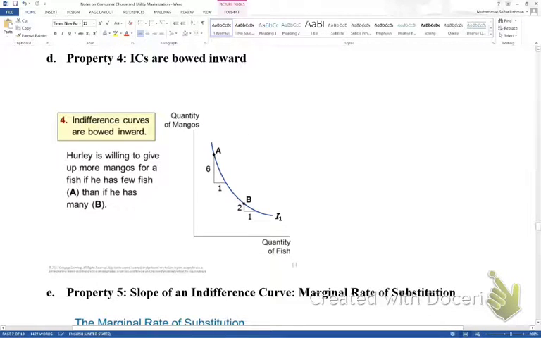The fourth property is that the indifference curves are bowed inward. What does that mean? It means that as you move down the indifference curve, you are willing to give up less and less. So let's imagine that you are at A. At A, you have a lot of mangoes and you have very few fish. So you might think, hey, I don't have that much fish, so I want to get some fish, and the amount of mango that you would be willing to give up to get 1 unit of fish is 6.